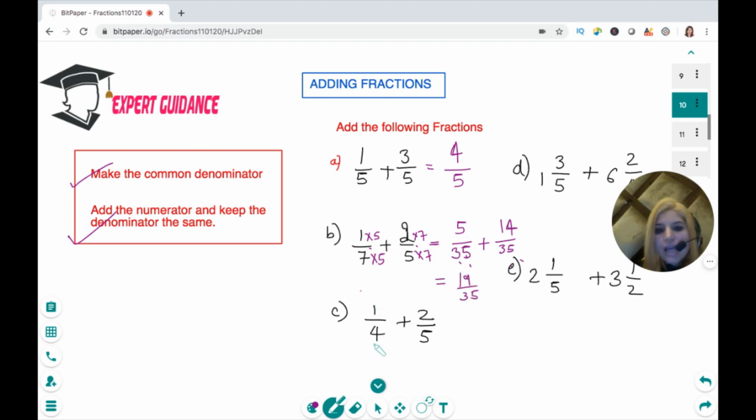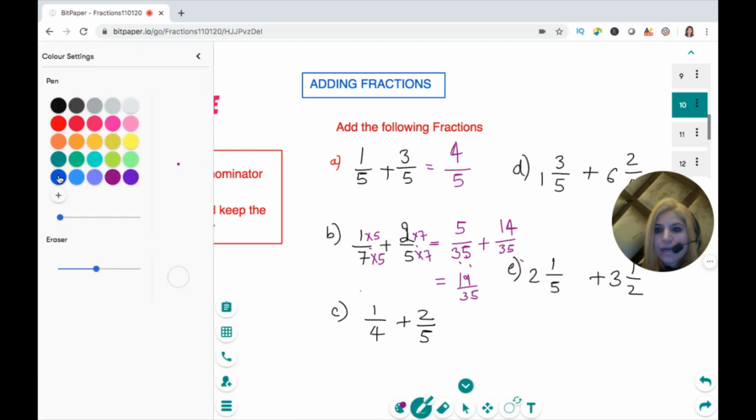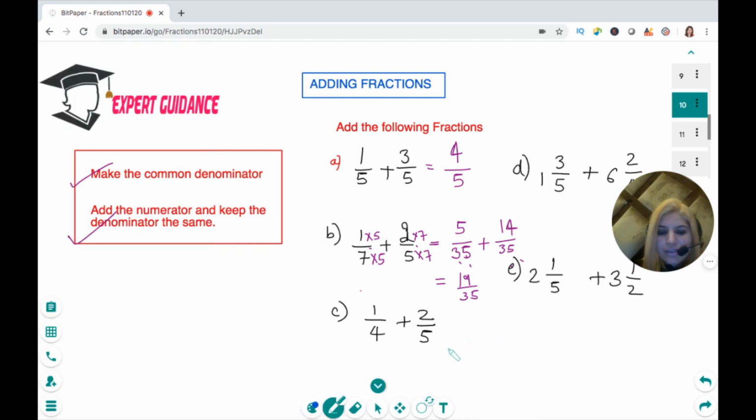Now for 1/4 plus 2/5, my least common multiple will turn out to be 20. So how do you find the least common multiple? Either you can use the Venn diagram method, or you can do this: 5 and 4. You'll start dividing by 2. That becomes 2. Then again 2, and then 5. So you will see my least common multiple is 20. So 20 will be my denominator.